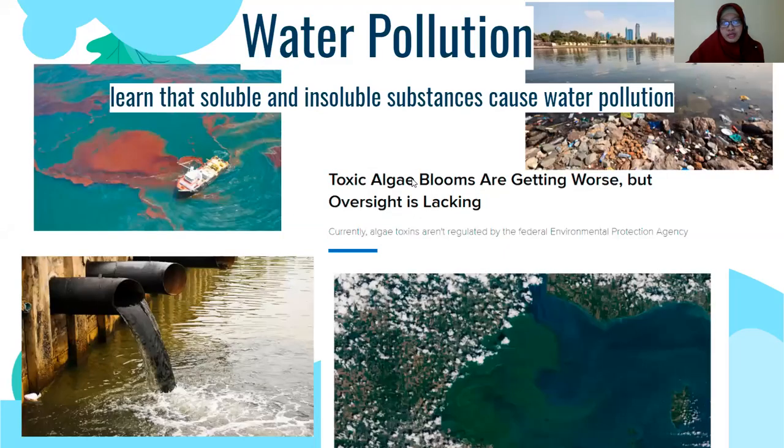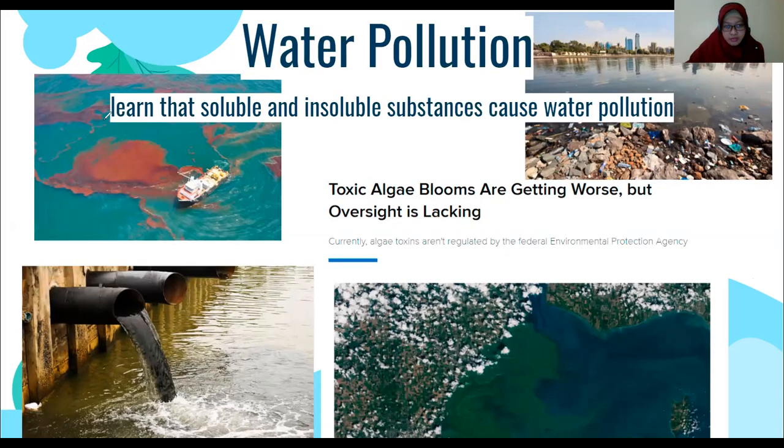So there is a chapter about water pollution in your book. The objective of this subunit is to learn that soluble and insoluble substances cause water pollution. And I enclose some pictures that give you some information about what kind of water pollution we are facing right now.